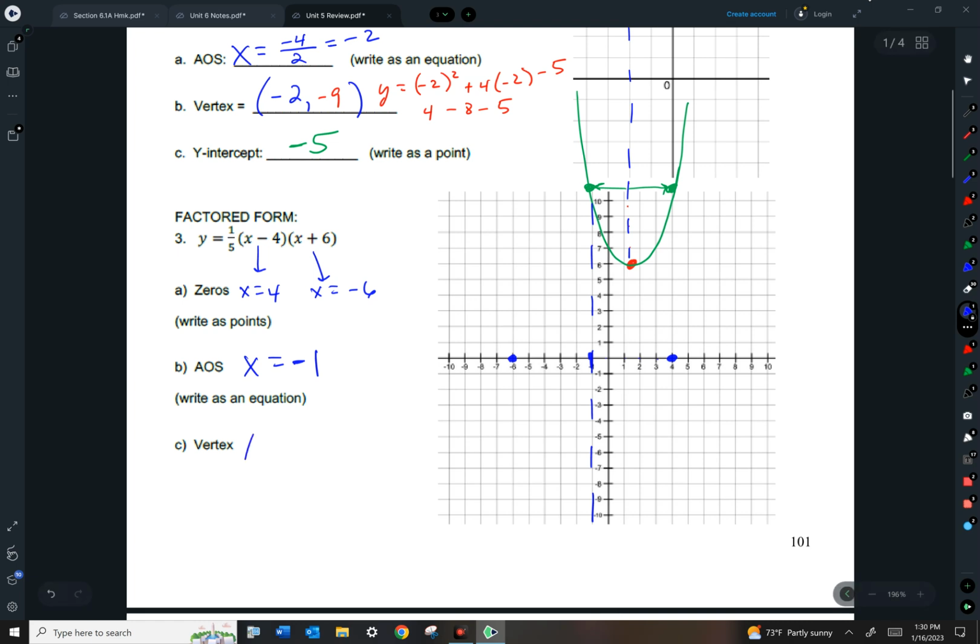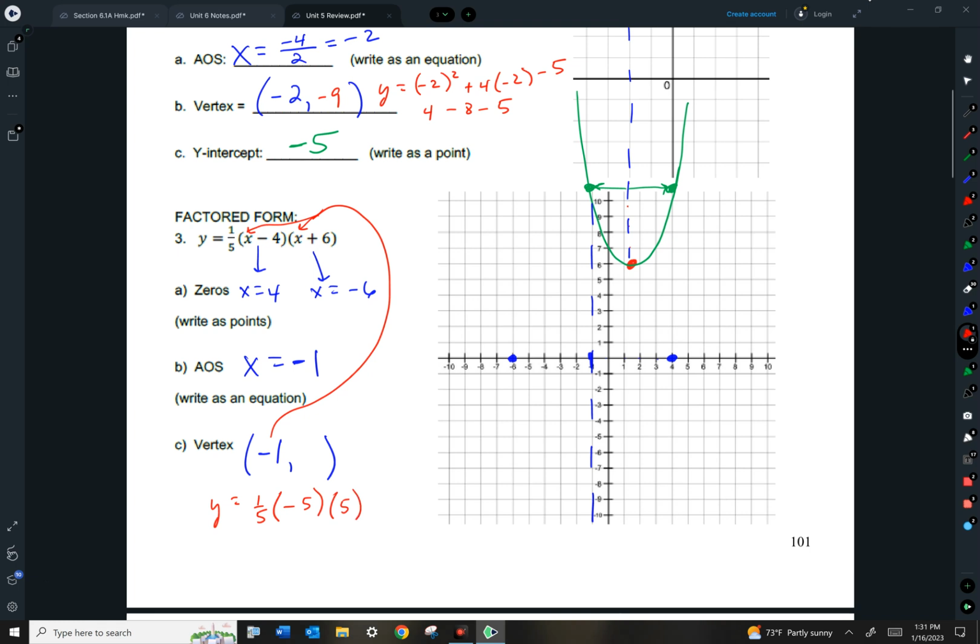And then the vertex, remember you always use the axis of symmetry. And in order to find the y-coordinate, we're going to plug in x. In this case, I'm plugging in x right up here into the original, so I could plug it in there, and I would also plug it in there. So I've got y equals, you got a 1/5 out in front. If I plug a -1 into the first parenthesis, -1 minus 4 is -5. And if I plug a -1 into the second parenthesis, -1 plus 6 is +5.